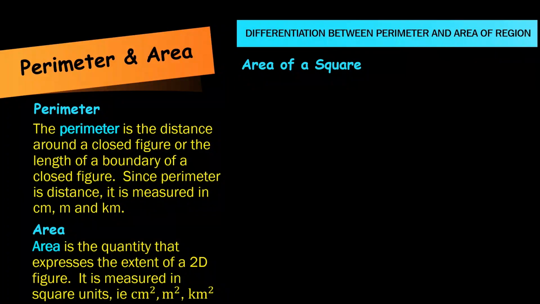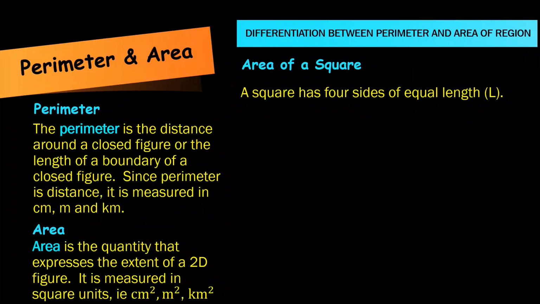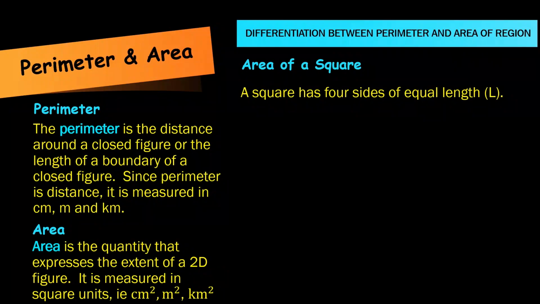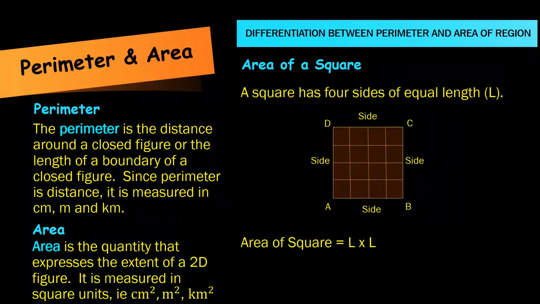Now let's take a look at the area of a square. A square has 4 sides of equal length, as shown. So the area of the square equals L times L, where L is equal to the side length.